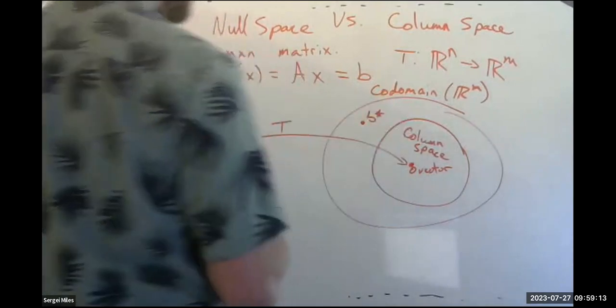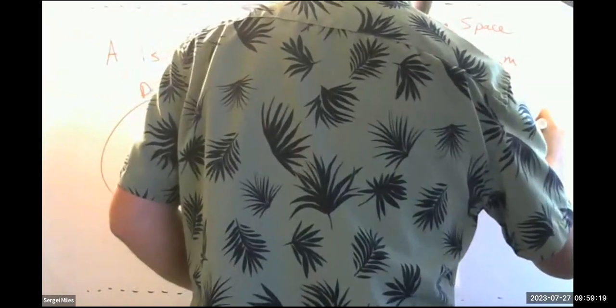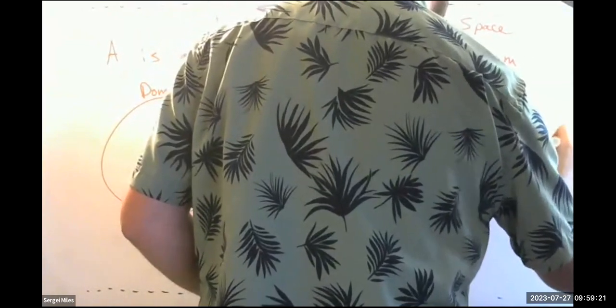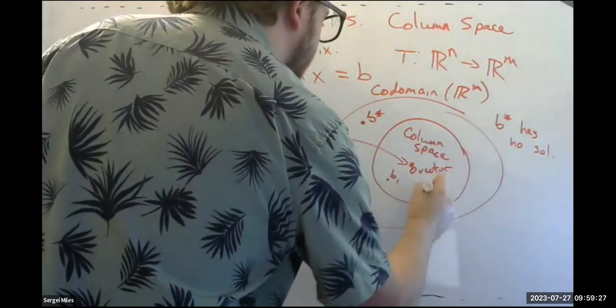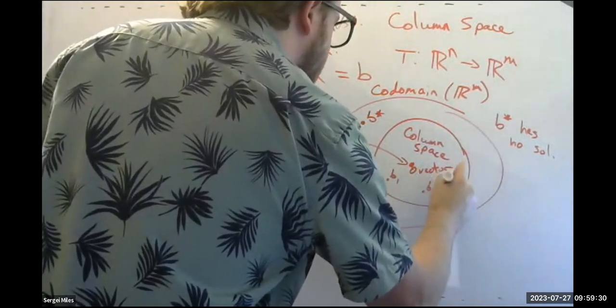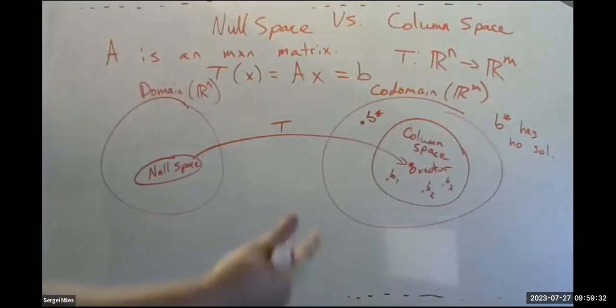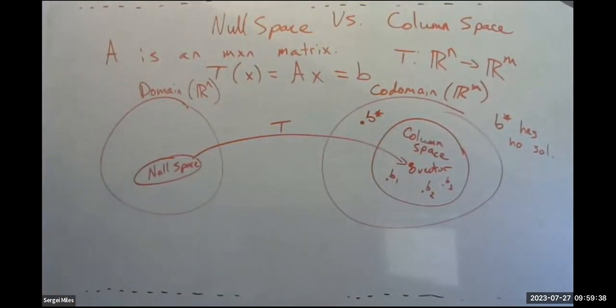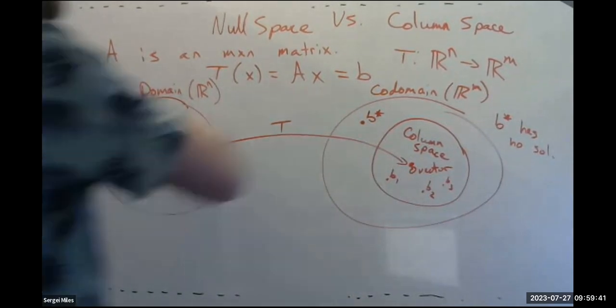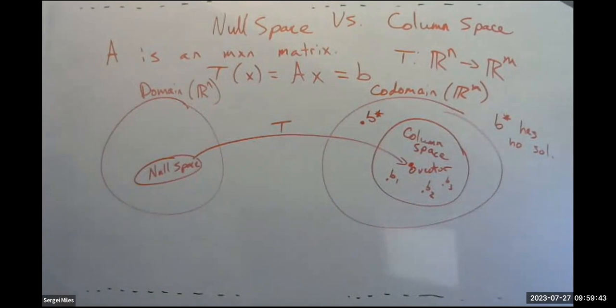So there might be some special B, B star, which has no solution. But the column space does include other b's. Maybe there's a b1 or a b2 or a b3 or infinitely many b's in here. The column space is the set of all possible b's which do have a solution, all possible b's which have an x that gets mapped to it, right? So this column space, it's not necessarily all of the codomain, but sometimes it could be all of the codomain.